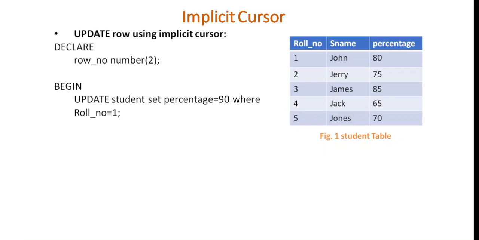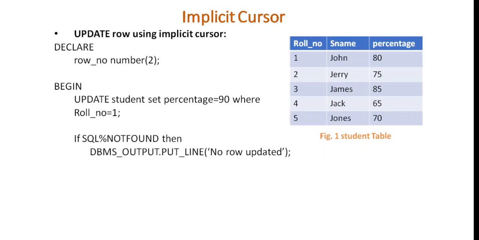And in the begin section we have one update query. I have written the query: update student set percentage equals 90 where roll number equals 1. That is, I want to update the marks of roll number 1 to 90. I want to change the percentage of roll number 1, so I have written that query. Now when this statement appears in a PL SQL block, the implicit cursor will get created automatically. And then again we are checking whether rows are affected by the cursor or not.